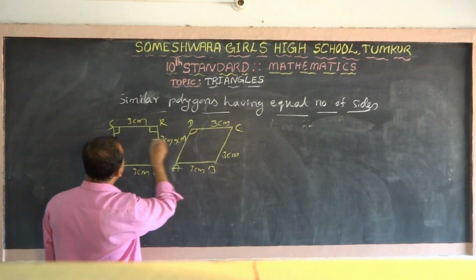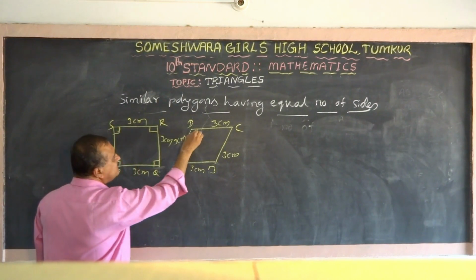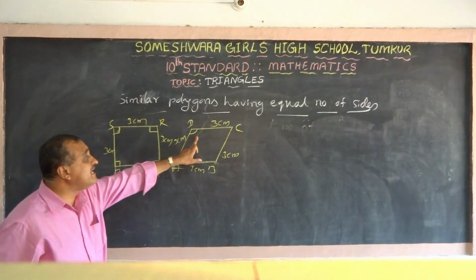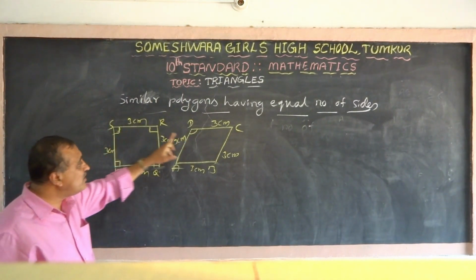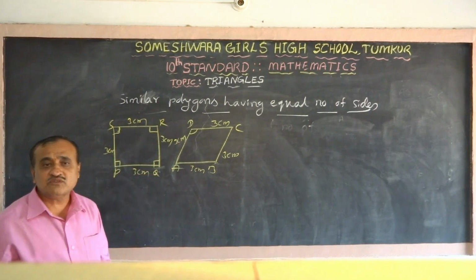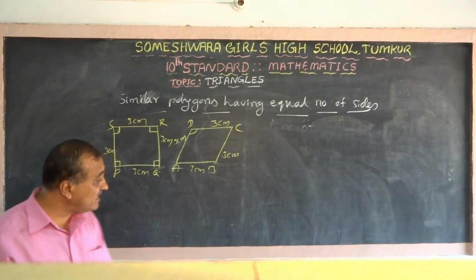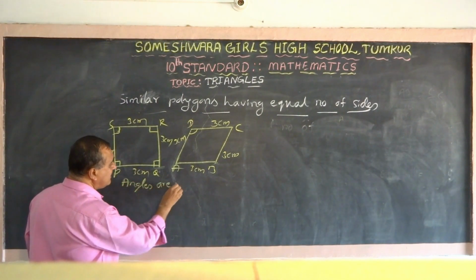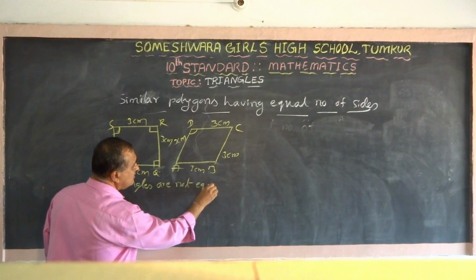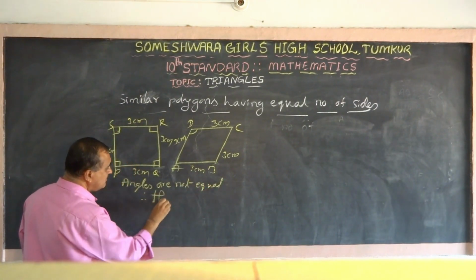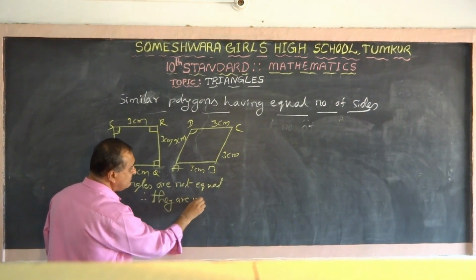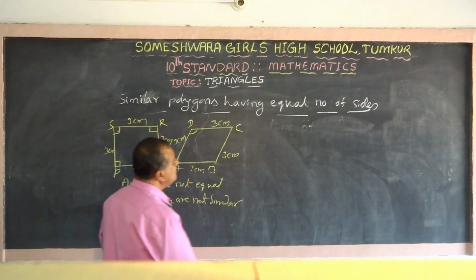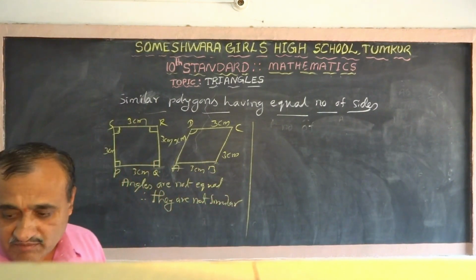You see, these two angles are not equal. This is 90 degree. This is what? Obtuse angle. It is obtuse angle. It is more than 90. It is 90. If more than 90 ಬರ್ತಿದ್ದಾರೆ, ಇವು ಯಾವ angles equal ಇರಲ್ಲ. Angles are not equal. Therefore, they are not similar. Now consider another example.